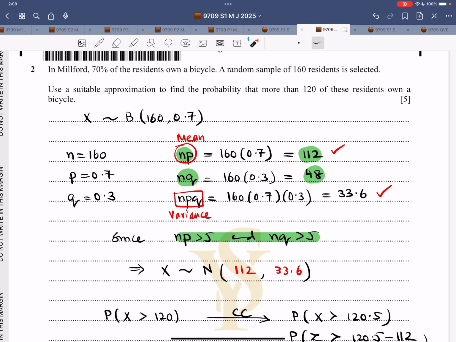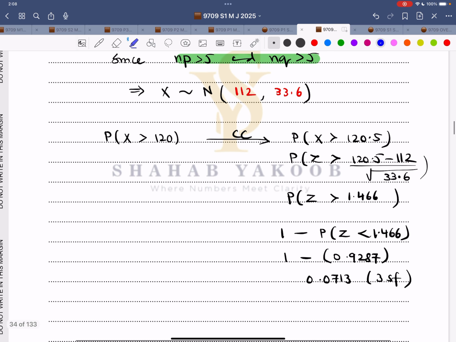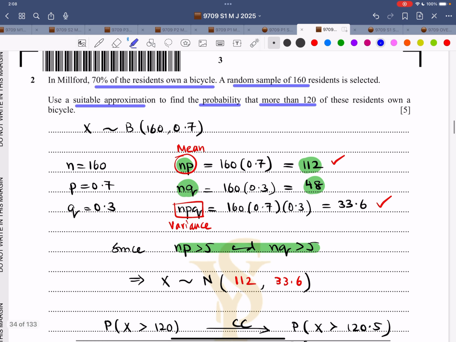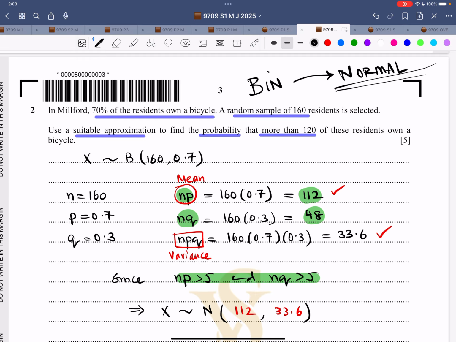Question number 2. Now it says in Milford, 70% of the residents own a bicycle. A random sample of 160 is selected. Use a suitable approximation. Find the probability more than 120 of these residents own a bike. Now let me draw a number line over here and I'll use it a bit later. Now, first of all, you need to understand that this question is about binomial becoming normal. What do we call it? We call it normal approximation to binomial.